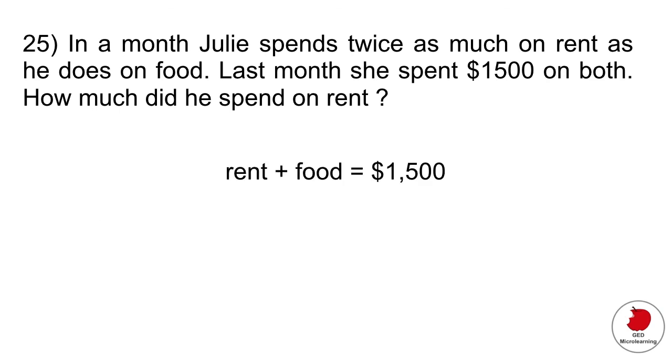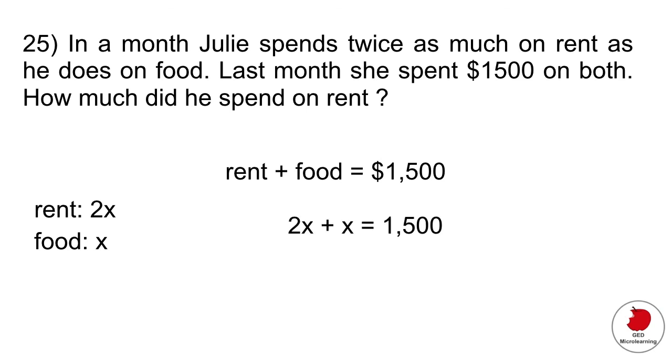So basically, this is the equation. Rent plus food is going to equal 1,500. And they're telling us that she spent twice as much on rent as on food. So rent would be 2x and food would be x. So now you set up your equation, and where you had rent, you now have 2x, and where you had food, you have x. So on the left side, you would have 3x is equal to 1,500.